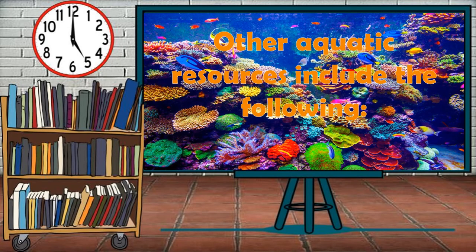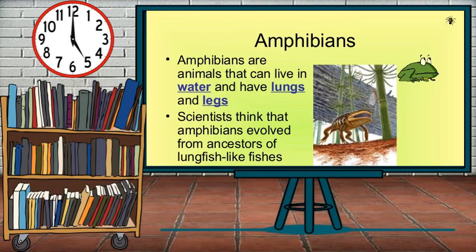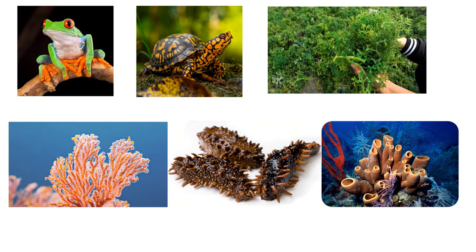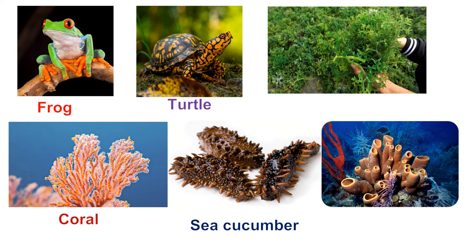And here are some other aquatic resources. Amphibians are animals that can live in water and have lungs and legs. Scientists think that amphibians evolved from ancestors of lungfish-like fishes. Aquatic resources include the following: frog, sea cucumber, turtle, coral, seaweeds, and sponges.